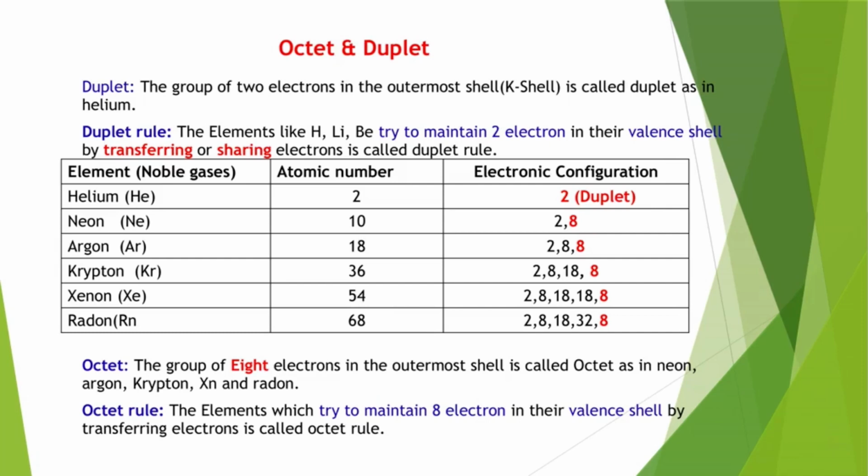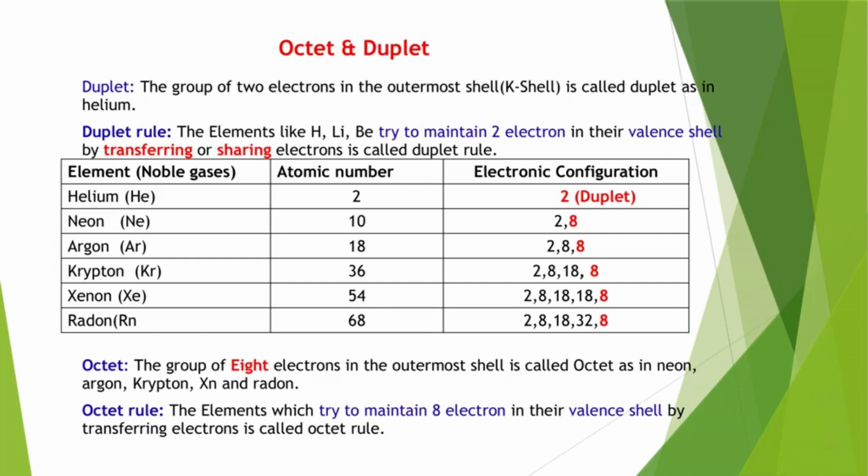Okay. In helium, 2 electrons are there, so it is stable. So, it has a duplet. Okay. And other elements like hydrogen have 1 electron in the K shell. Similarly, lithium has 1 electron in the L shell, K L 2 1, with 1 in the L shell.